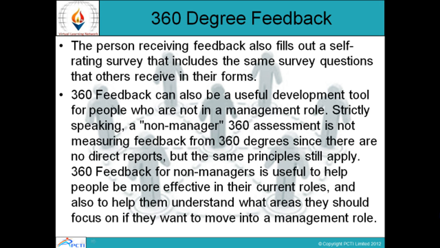responses, because at the same time they come to know the areas in which they need to improve, and at the same time how they are going to satisfy the company and, yes, the customers. It also helps them understand the areas they should focus on if they want to move into a management role.